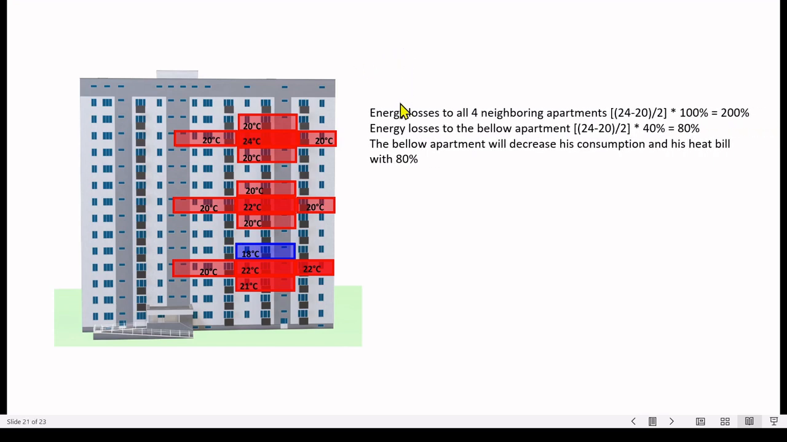For the first situation, energy losses to all four neighboring apartments, the formula is the difference of temperature divided by 2, which is 2 in total, multiplied with 100% because 100% is the total area for this thermal flow. That means in this situation, these apartments will have an energy loss of plus 200%, with the loss normally lost to outside another 100%, so the bill will become 3 times larger.